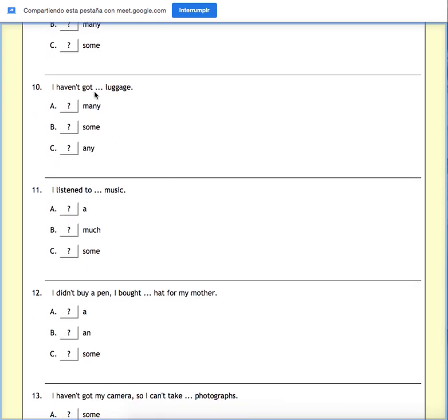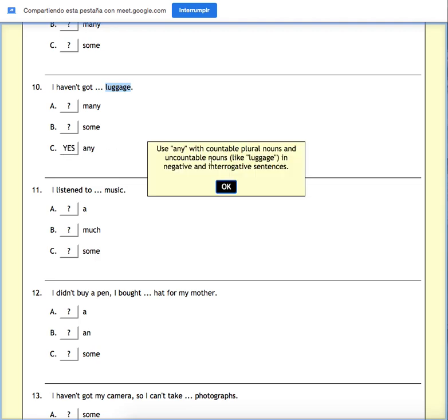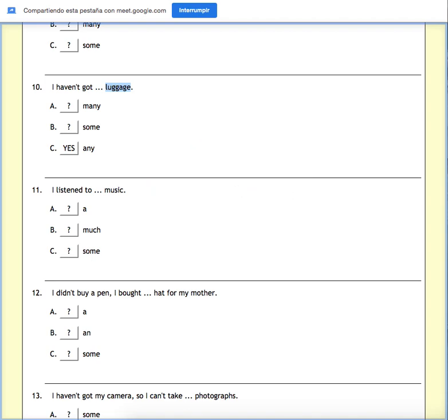Samuel, the next one. I haven't got space lugash. How can you complete it, Samuel? Many, some, any. I haven't got any lugash. Okay, very good. Perfect.